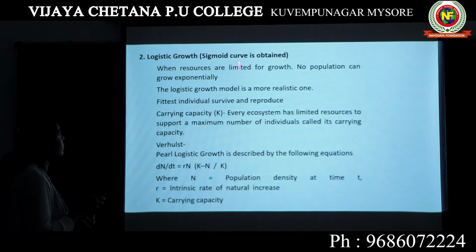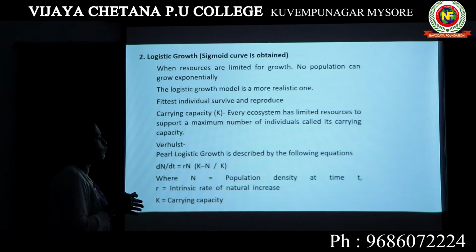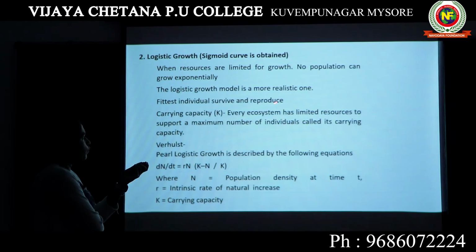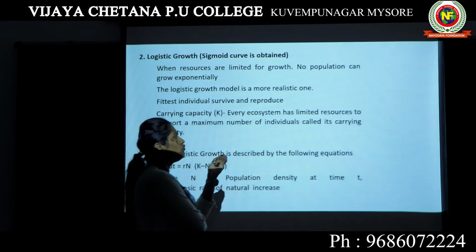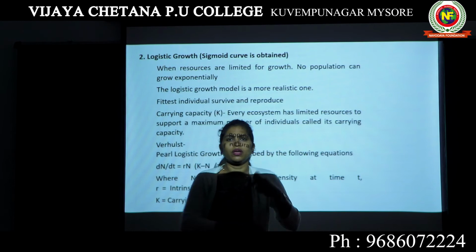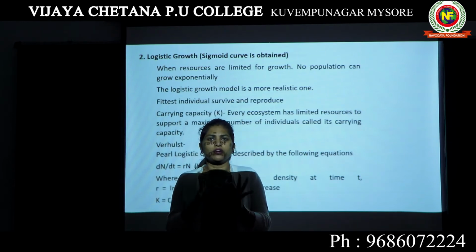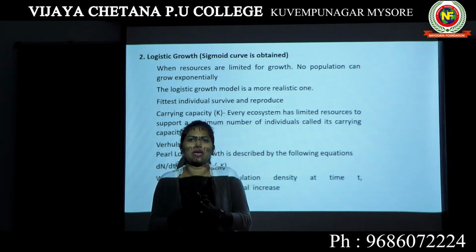So in this logistic growth we have to know this term known as carrying capacity. Here you see it is represented with the alphabet K. Now if you read this, every ecosystem has limited resources to support a maximum number of individuals, called its carrying capacity. Every ecosystem, you know what is ecosystem? It is a combination of both biotic and abiotic components together.